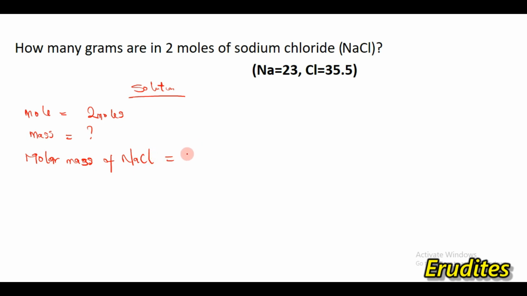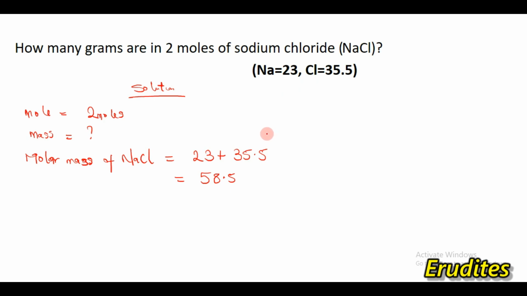It is equal to 23, which is the mass of sodium, plus 35.5, which is the relative atomic mass of chlorine, and that will be equal to 58.5. So this is the molar mass of sodium chloride. We just have to sum the relative atomic mass of the two elements. Sodium is 23, chlorine is 35.5 from the question.